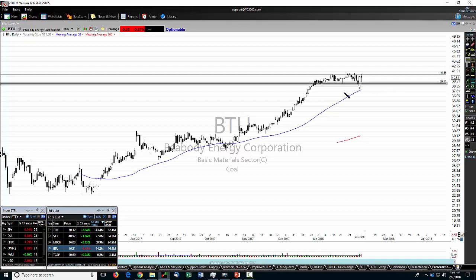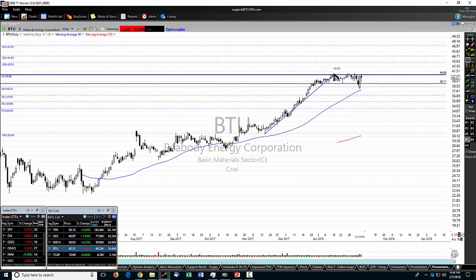Let's draw in some fibs because we're at all-time highs and we need some targets. 1, 2, 3, 4. Let's draw it there for now.